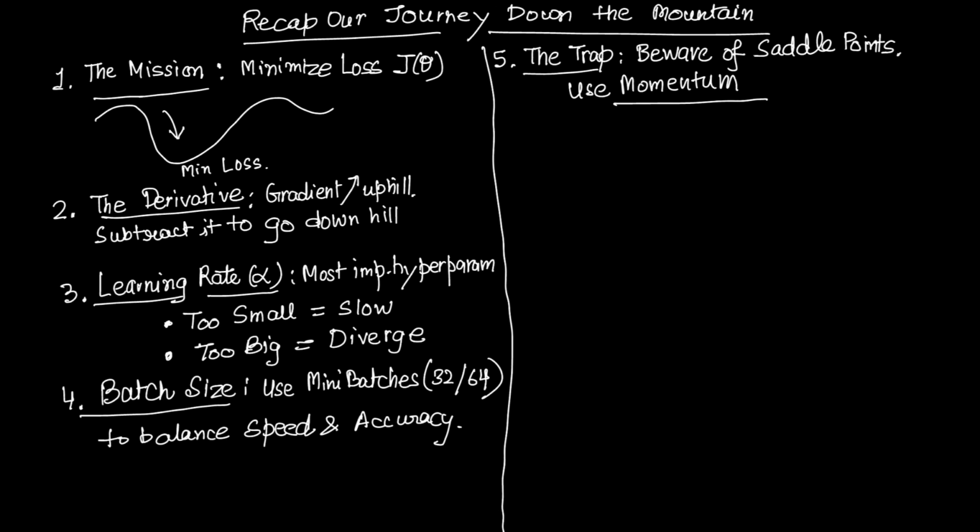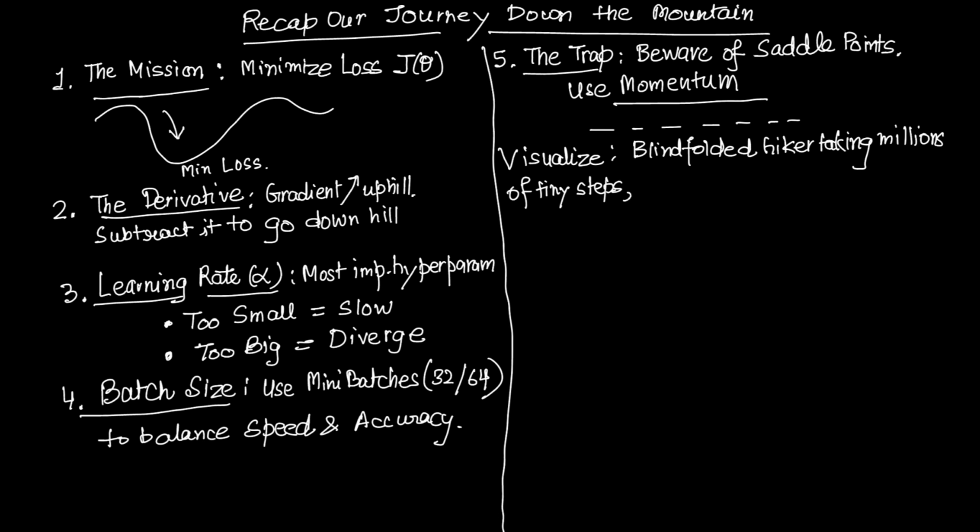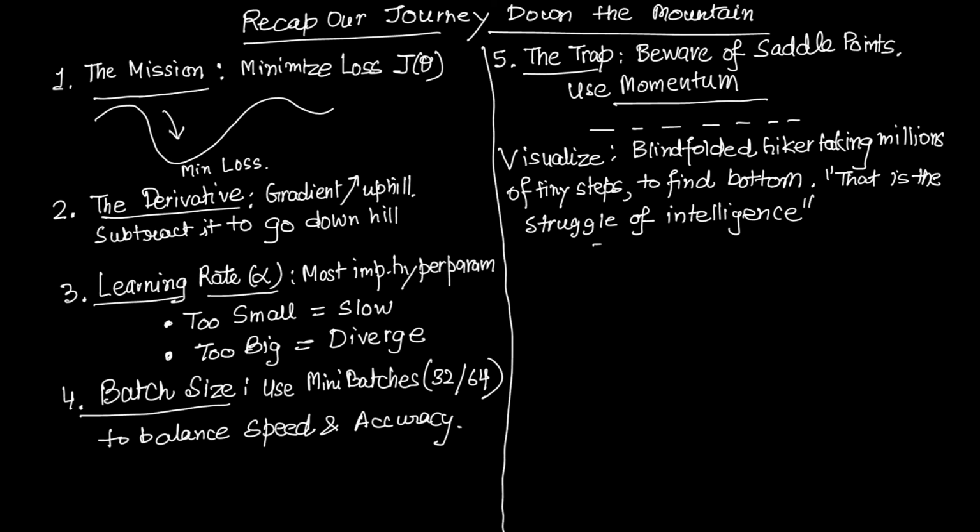Next time, if you train a model and see a loss number ticking down on your screen, 0.5, 0.4, 0.3, visualize the blindfolded hiker. Visualize them taking millions of tiny steps, terrified of falling off a cliff, trying to find the bottom of the valley. That is the struggle of intelligence.